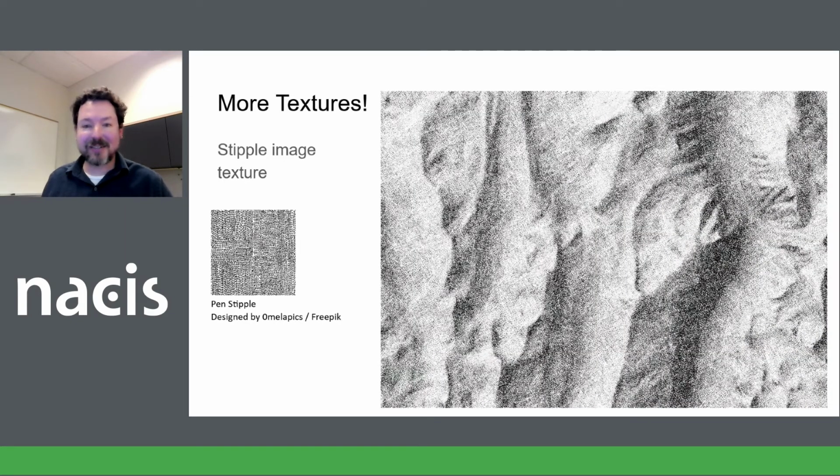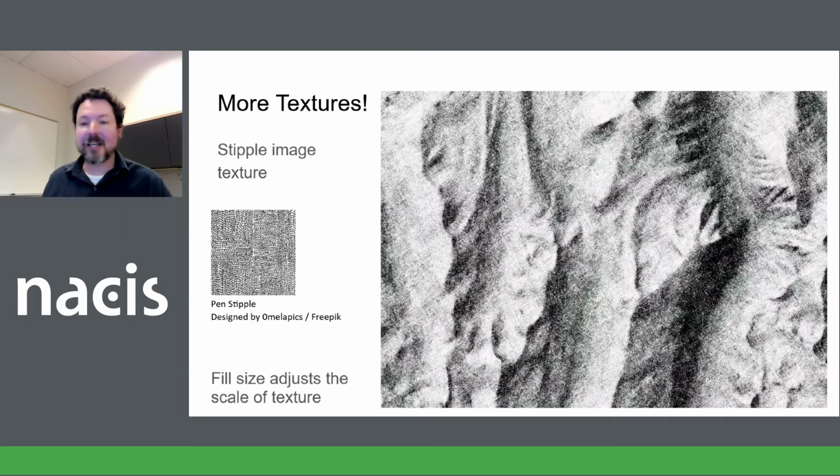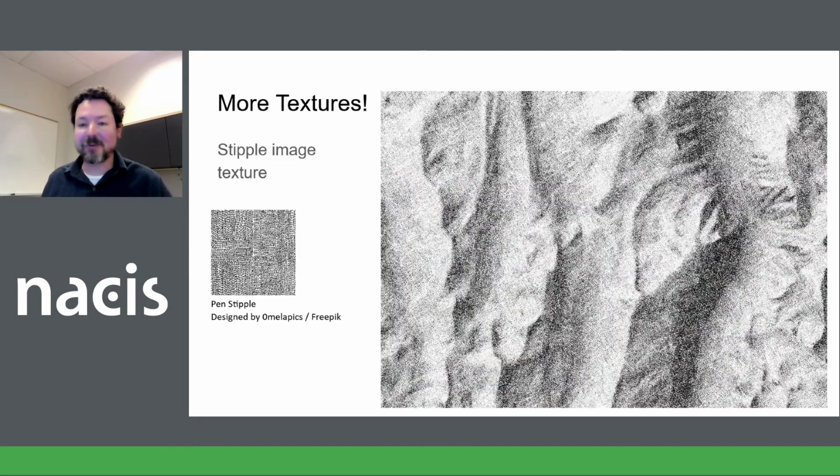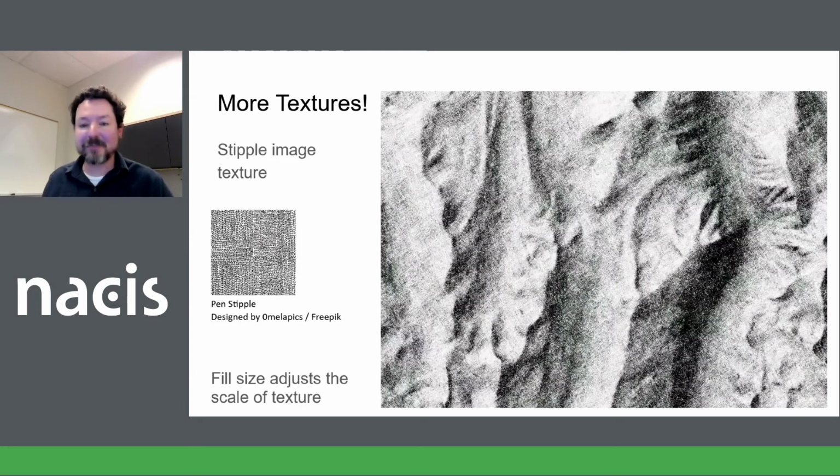Here's a little stipple effect. And what's really, I think, nice about this is you can adjust the scale of that by just adjusting the size of the fill. And we'll look at this in ArcGIS Pro shortly. How do you kind of adjust for a different look, even within the same layer?